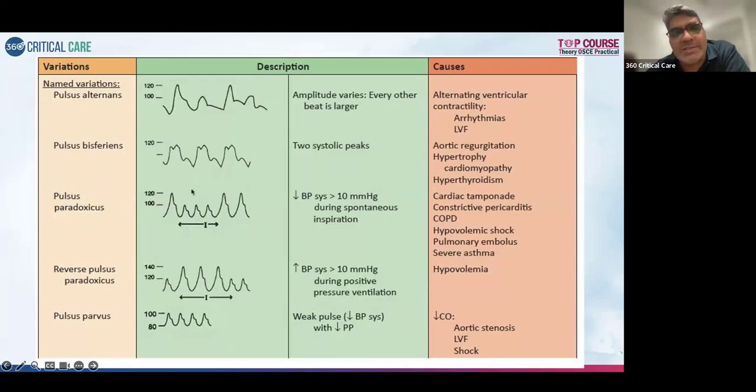As you see, this is inspiration. The systolic peaks have come down significantly by more than 10 millimeter of mercury. So this is pulsus paradoxus. This can happen in cardiac tamponade, constrictive pericarditis, COPD, hypovolemic shock, severe pulmonary embolism, and severe asthma. The bottom line is, if there is a significant intrathoracic pressure difference, then this gets exacerbated.